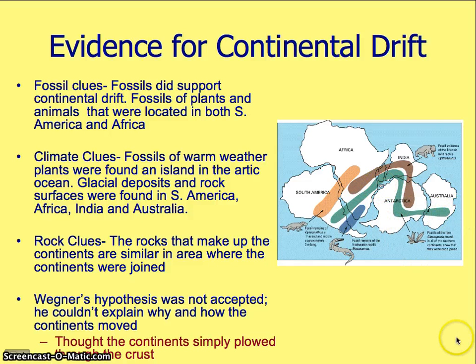Another piece of evidence Wegener had was climate clues. The fossils of warm weather plants were found on islands in the Arctic Ocean. So if they're warm weather plant fossils, they can't survive in the Arctic. So how did they get there? Well, that area must have been warm at one point. In addition, glacial deposits and rock surfaces were found in South America, Africa, India, and Australia.